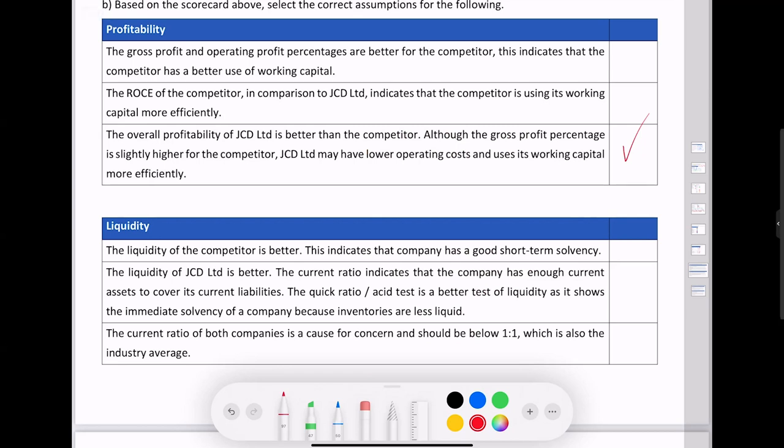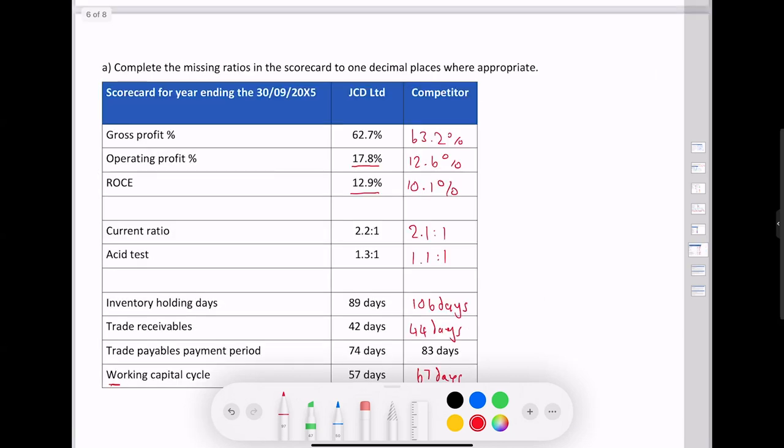The next option is then the liquidity of JCD Limited is better. The current ratio indicates that the company has enough current assets to cover its current liabilities. The quick ratio or acid test is a better test of liquidity as it shows the immediate solvency of a company because inventories are less liquid. Well, that we know, because we've just had a look at these, is true. Okay, because we have a better acid test ratio, and it is a better test of liquidity because it doesn't include the inventory figure. So that would be true.